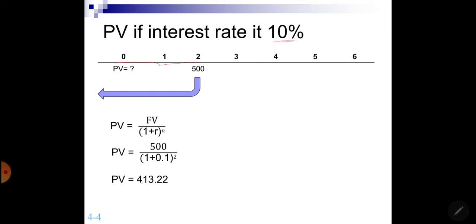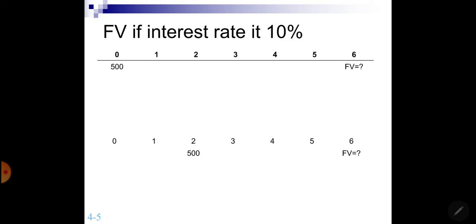So right now you will have to deposit 413.22. This is the present value of 500 discounted at the 10% rate. So if you want 500 2 years later and you know you will get a 10% interest rate, you will have to deposit 413.22 right now in a bank account.